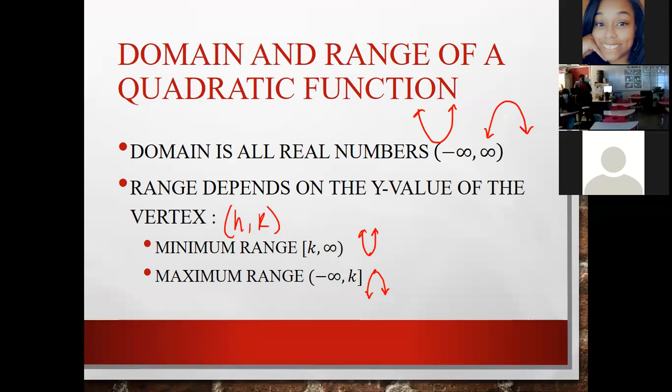Notice that on infinities, we always use parentheses. And for our k value, it's a bracket because that value is part of the function. It's included. How do you fill out domain and range? Cool? All right.